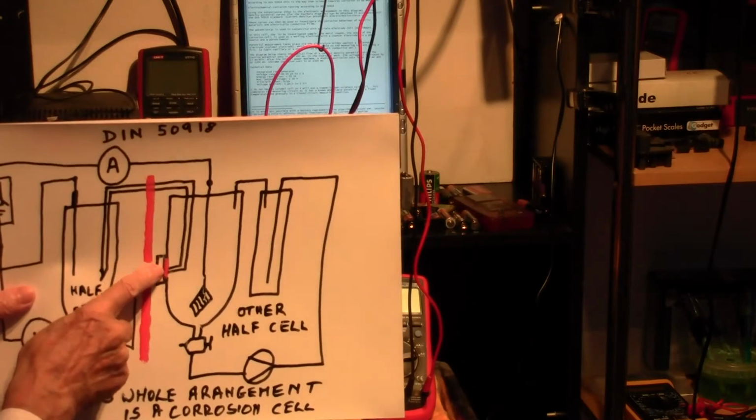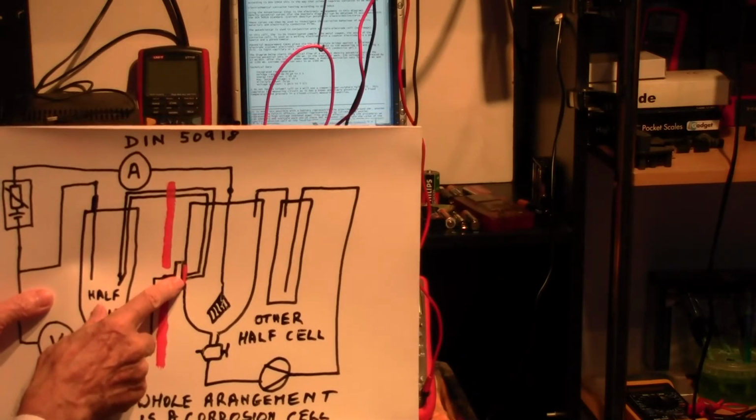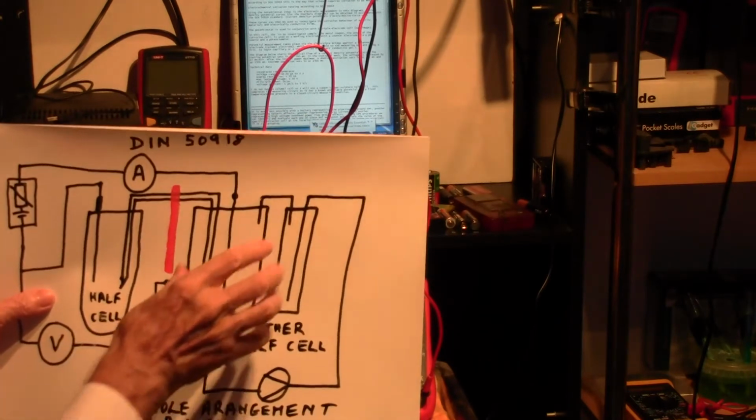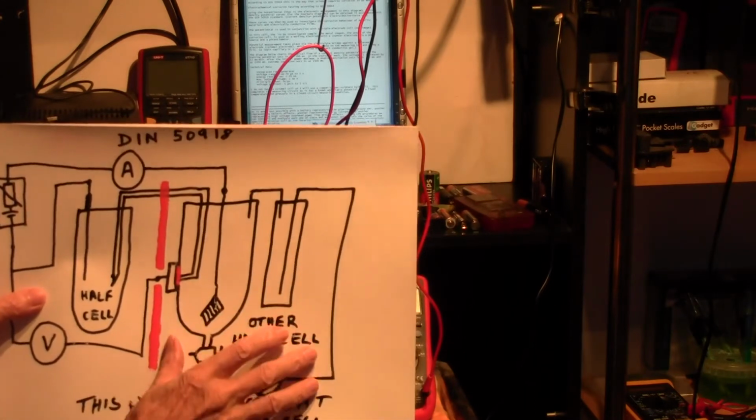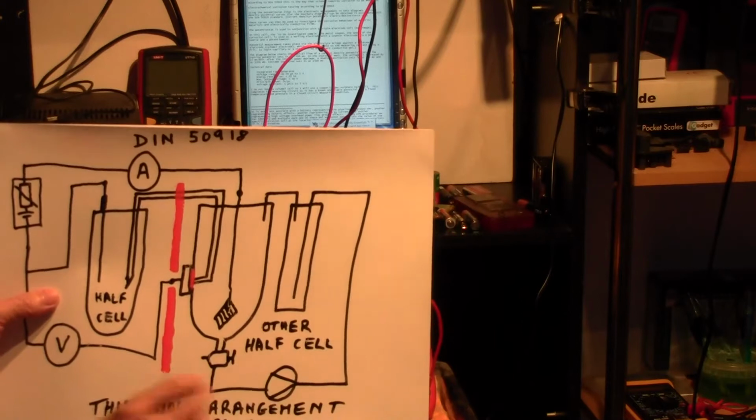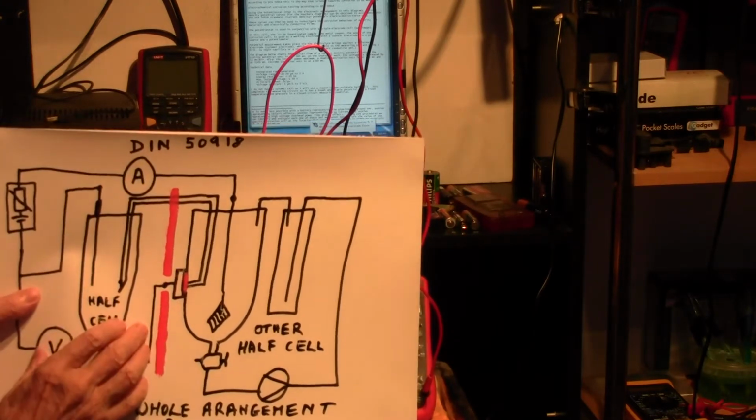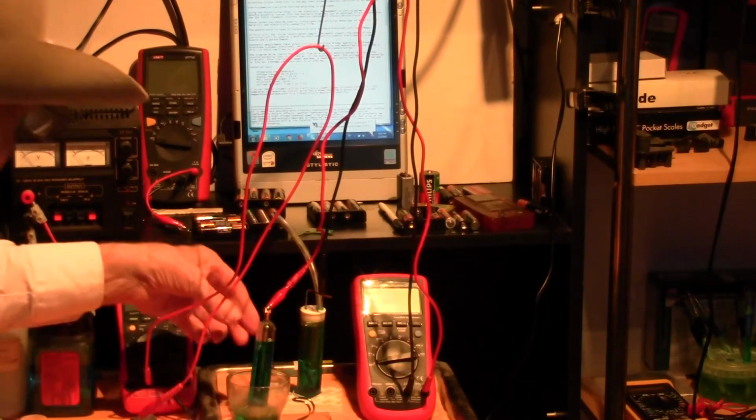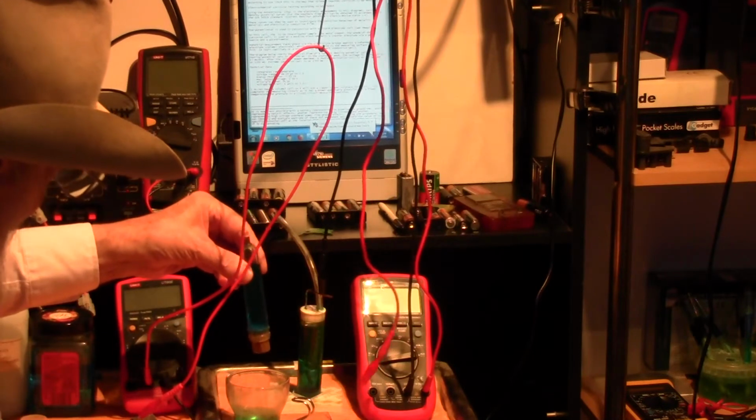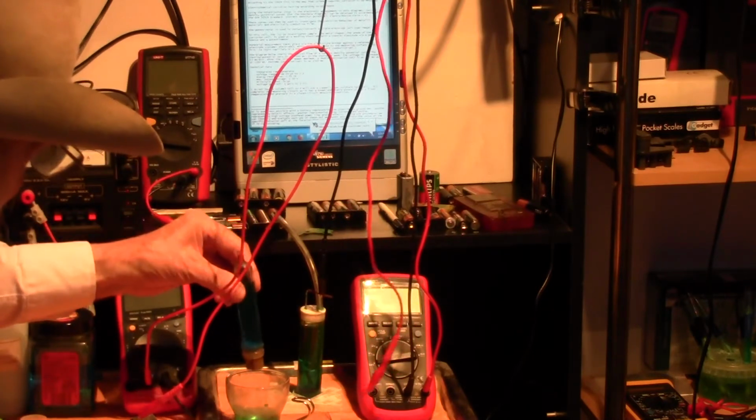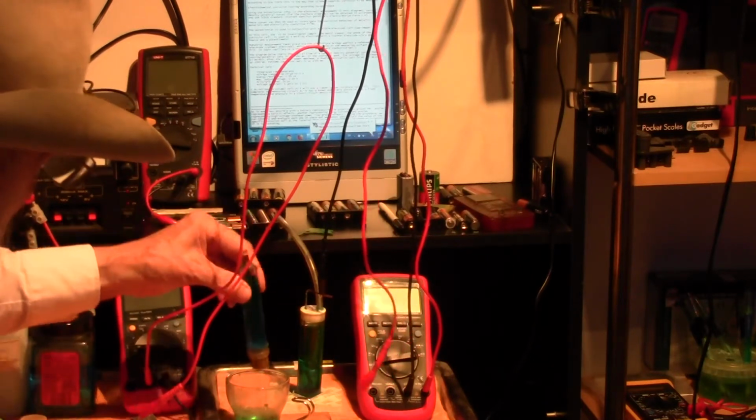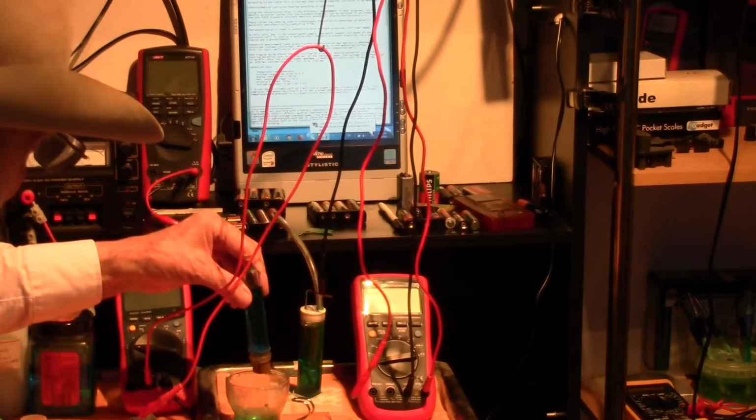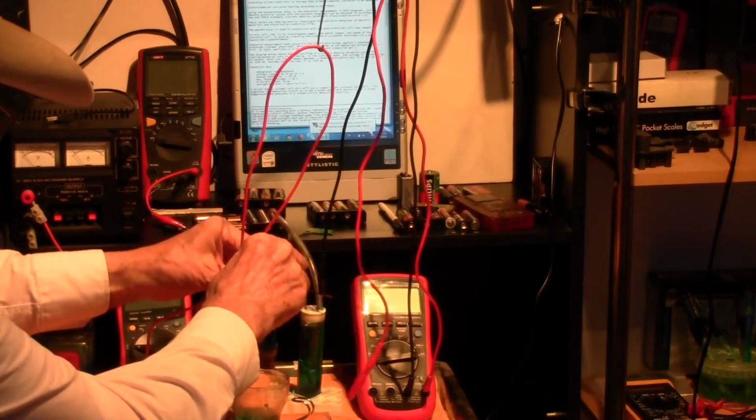The anode of the corrosion cell is here. This is the bit of metal that is corroding. It is part of this half of the cell, and this is the other half of the cell. So in other words, we have got to make this connected to the metal in a way that satisfies the arrangement in DIN 50918.